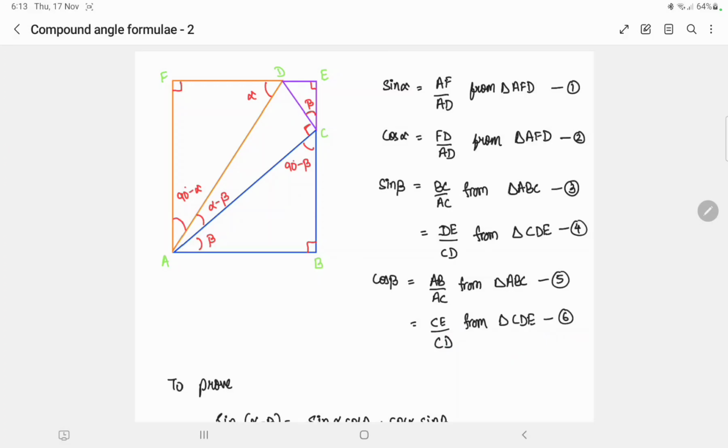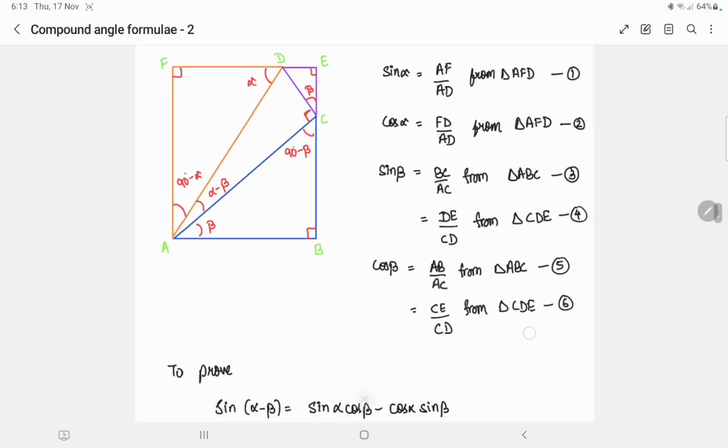I hope you all remember Pythagoras theorem. What is Pythagoras theorem? Quick recap. In any right triangle ABC where angle B is 90 degrees, we have AB squared plus BC squared is AC squared. Remember this, we are going to come to it later.